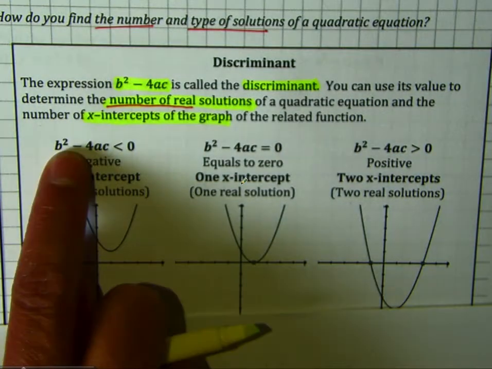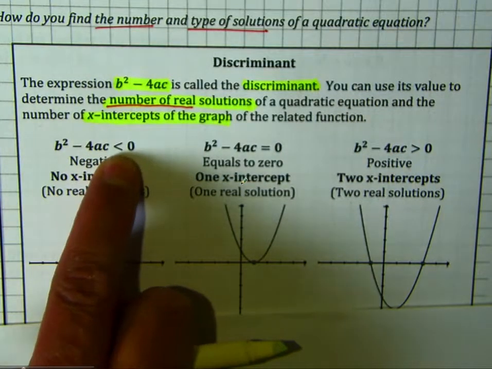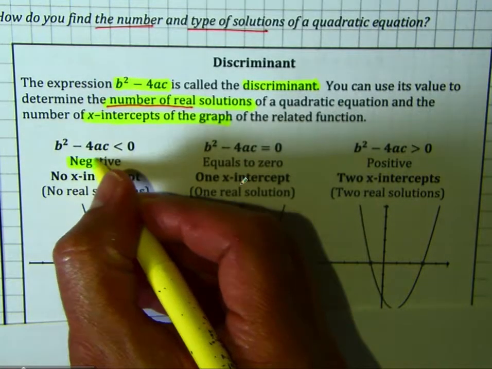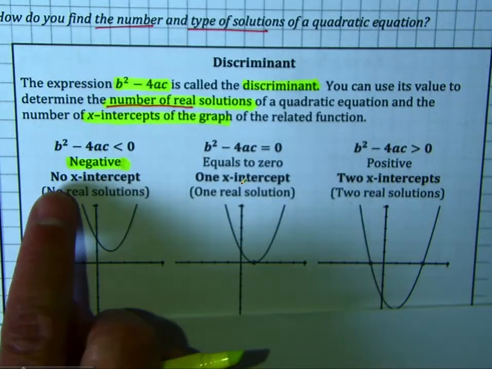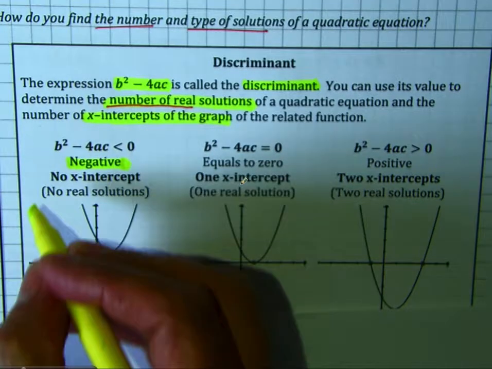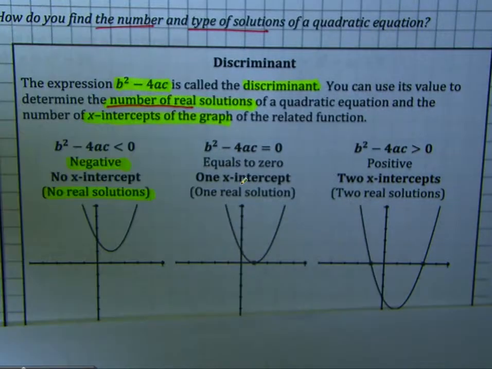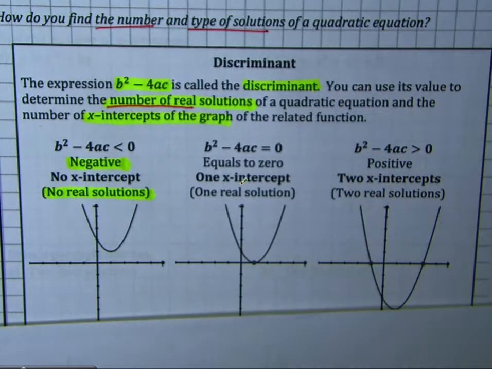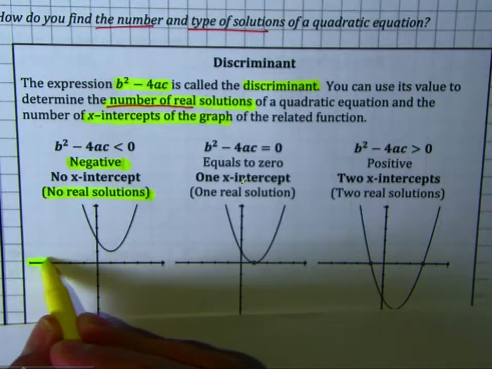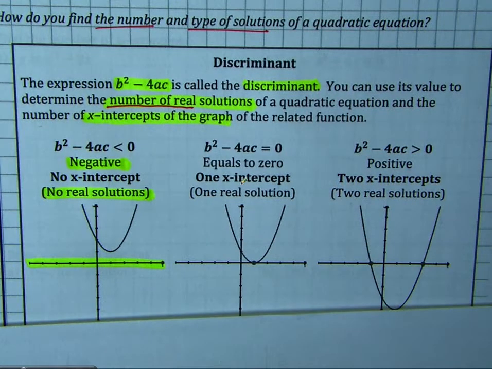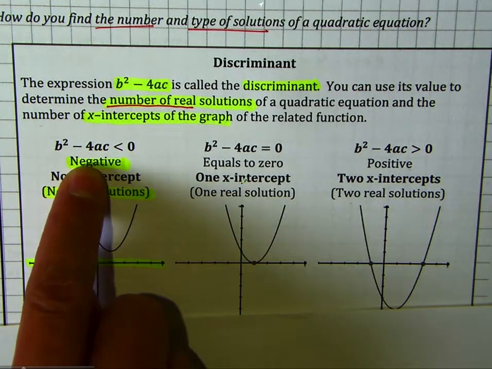So therefore, if b squared minus 4ac is less than 0, that means that b squared minus 4ac gives you a negative number. It's going to have no x-intercept. That means that it's going to have no real solutions. That means that it's not going to cross the x-axis at all. It doesn't touch the x-axis. It does not have any x-intercepts. It does not have a solution, which means that your discriminant is negative.